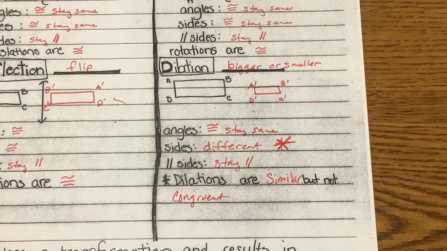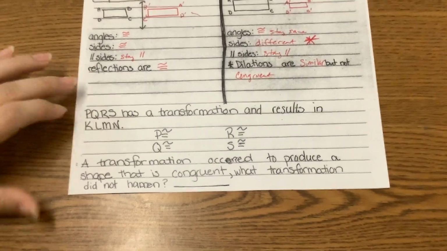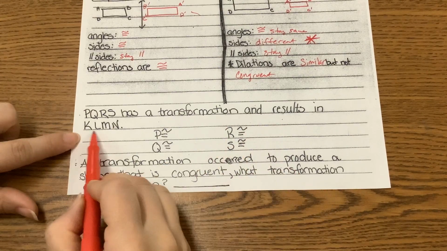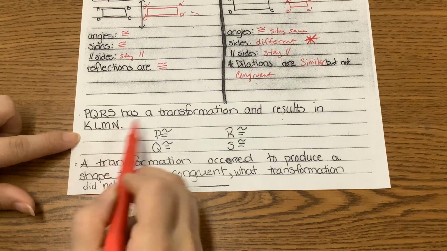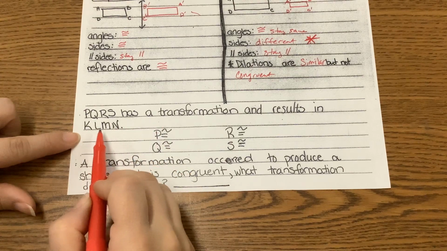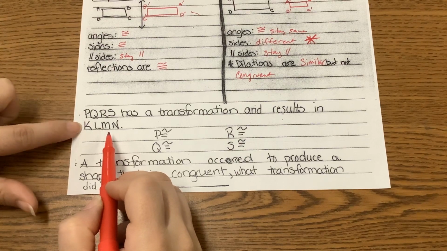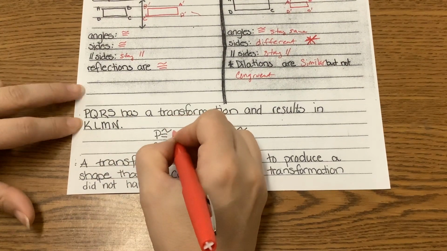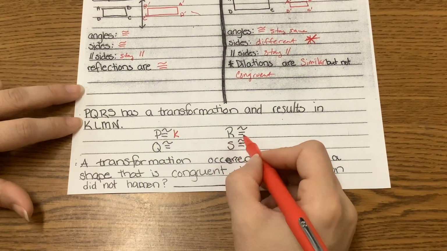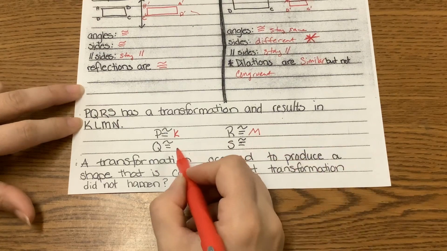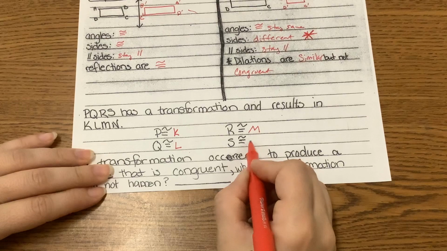Okay, now, this bottom portion, PQRS has a transformation and results in KLMN. All right, so all they're saying is that we changed it somehow, and we just renamed it KLMN. Order matters. P is in the same spot as K, so P is congruent to K. So what does that mean R is congruent to? Q is congruent to, and S is congruent to.